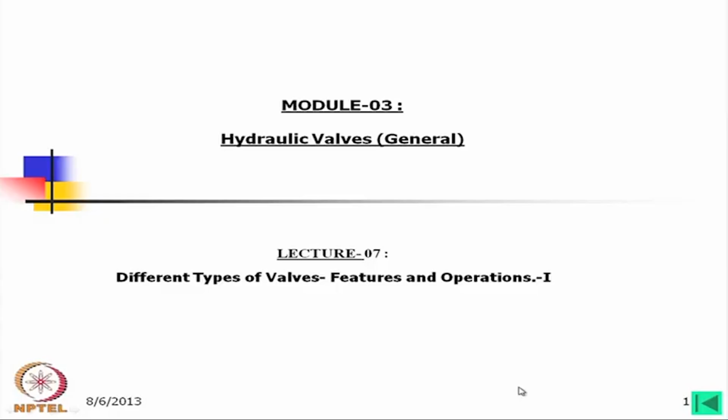Welcome to lecture 7 on different types of valves, features and operations, part 1. This is under module 3, hydraulic valves, and these valves are of general category.